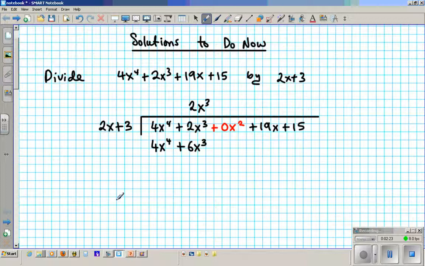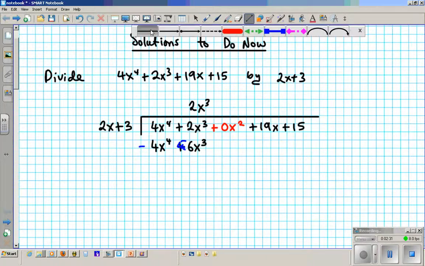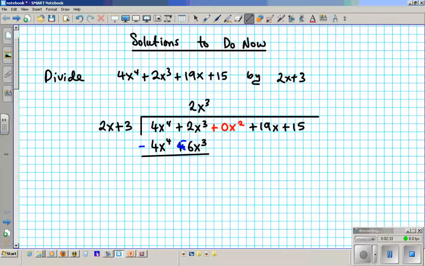Alright? And then you switch the signs. This becomes a minus. That one becomes a minus. And then you add them downwards. When you add it downwards, you get negative 4x to the third plus 0x squared. That's when you bring this down.